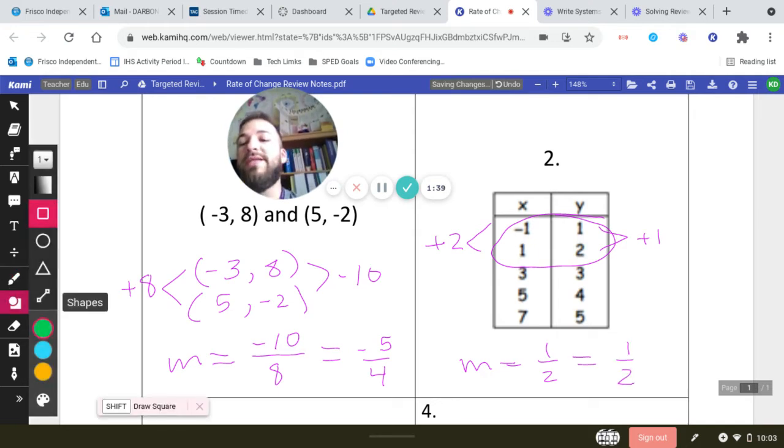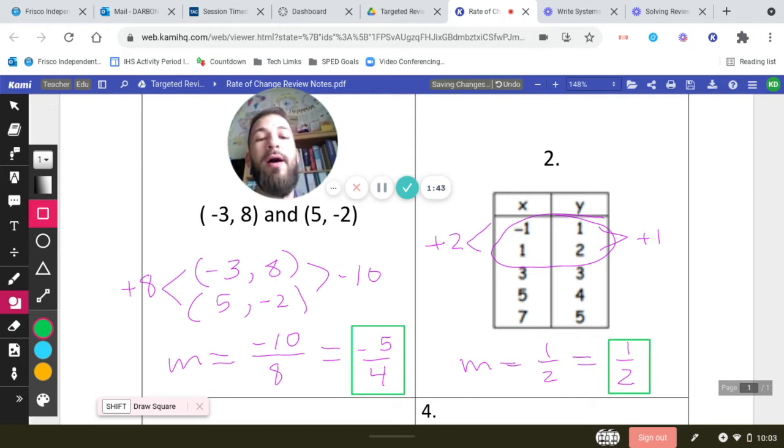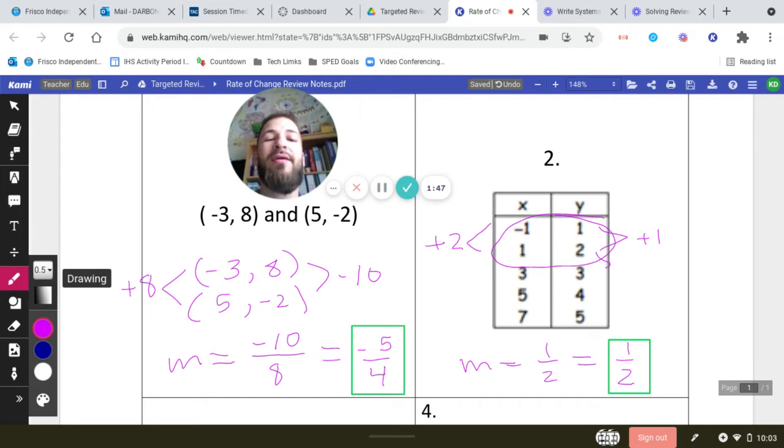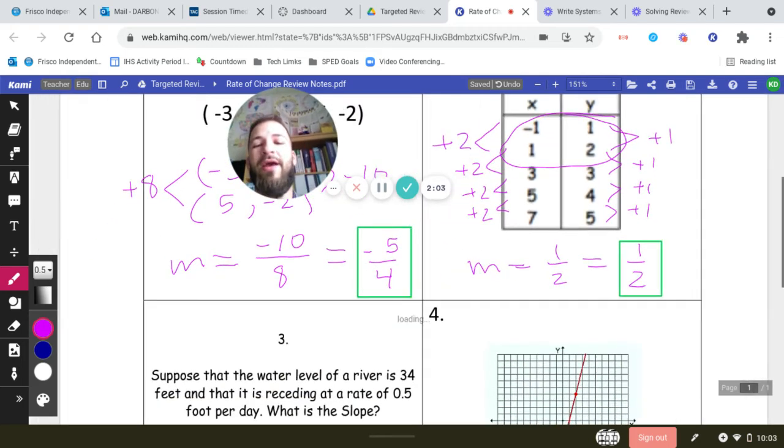Okay, nice and straightforward. And with a table, y'all, because I give you a bunch of points, you can always check to make sure that that pattern stays consistent. So you can see that we are always adding by 1 in the y direction and always adding by 2 in the x direction. So that slope, that rate of change, does stay consistent the entire way down.